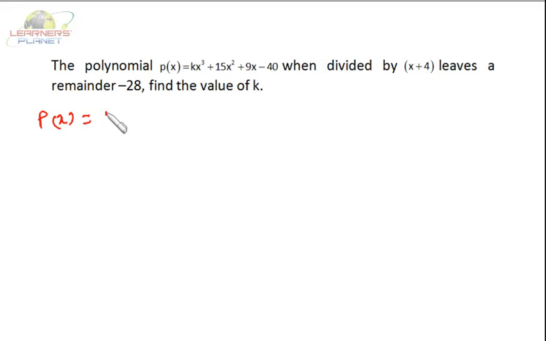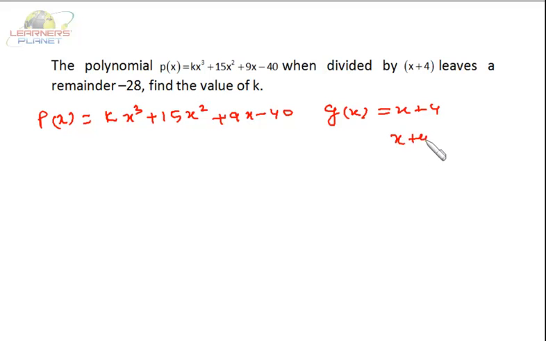P(x) is equal to kx cubed plus 15x squared plus 9x minus 40. Let's suppose x plus 4 as g(x). Now g(x) is x plus 4, and we have to equate x plus 4 to 0. That means x is equal to minus 4. So what we have to calculate is f of minus 4. Now put the value of x as minus 4 in this expression.